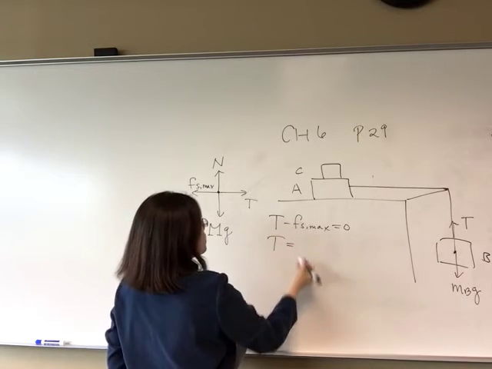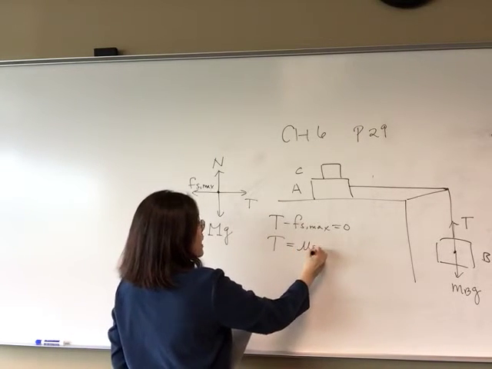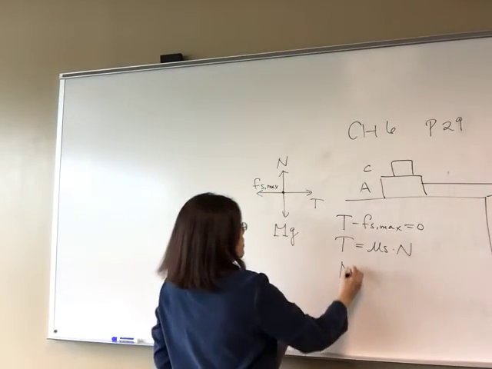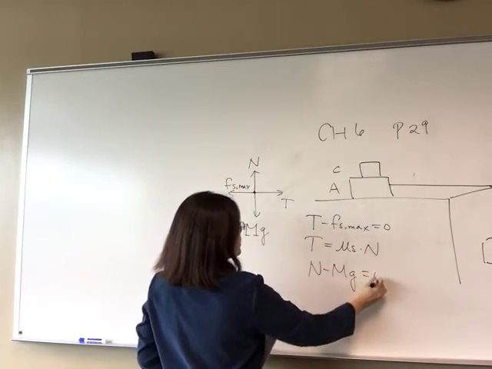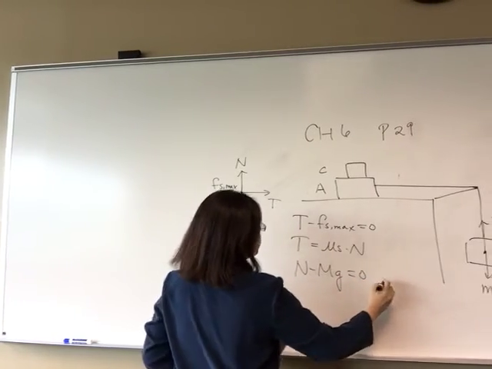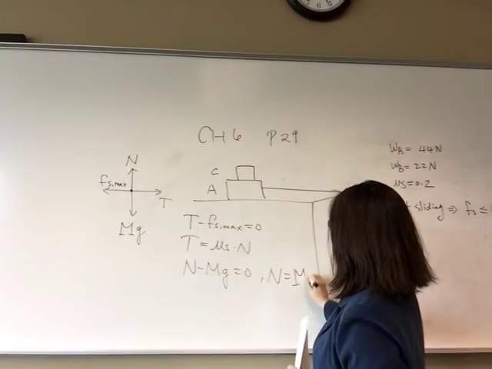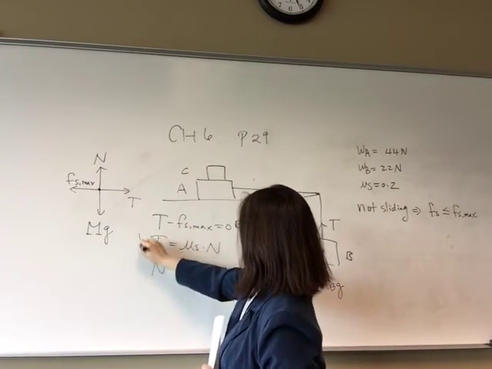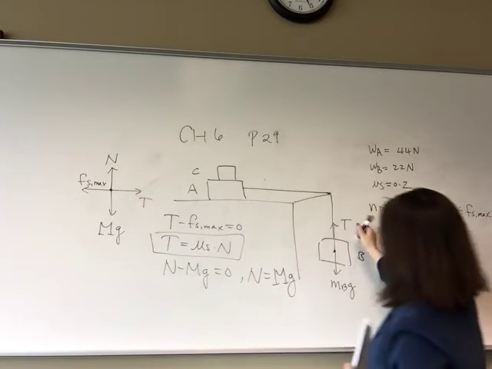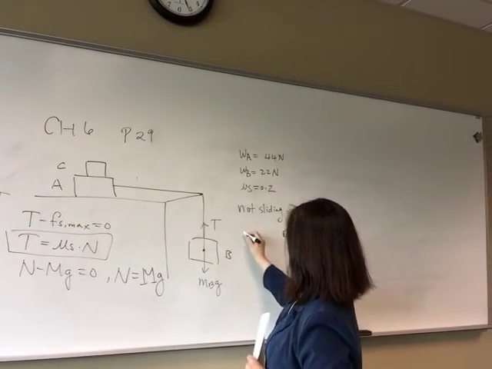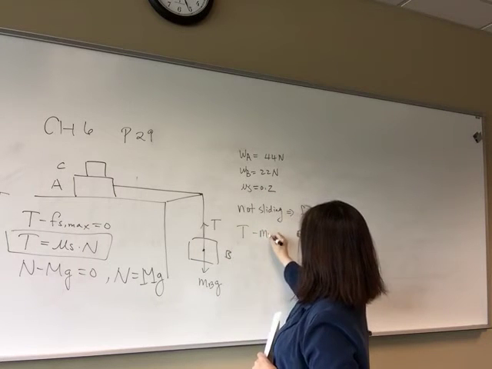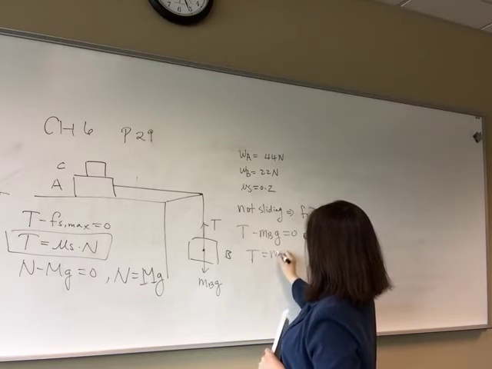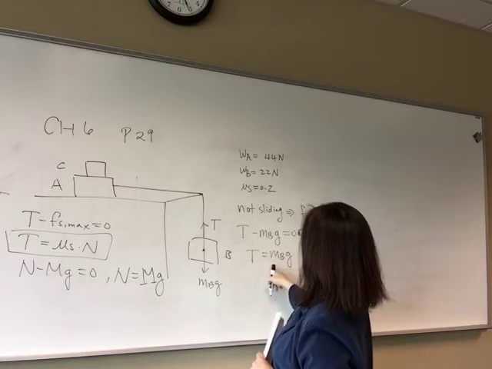Okay, so your tension is equal to maximum static friction, which is mu s times the normal force. How do you determine the normal force? Normal force minus capital Mg is equal to 0, which means that your N is equal to capital Mg, okay? So from this diagram, we can see that tension minus the weight of block B is equal to 0. So your tension is equal to this, which is given, okay?